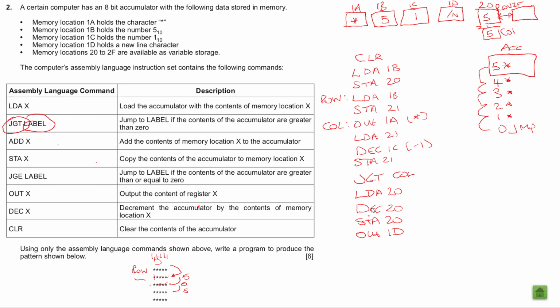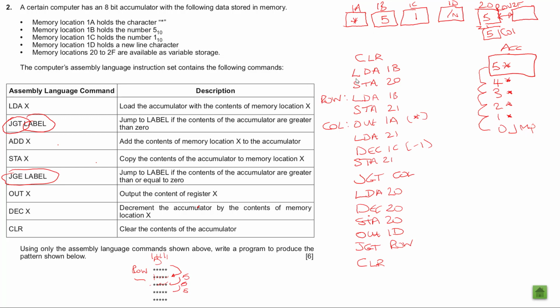Then once you've output your 5 stars, decrement your rows, output your new line, and then jump again. So once I've done that 1D, I will JGT, and this time I'm going to JGT the row. And then at the end, once I've finished, I might clear it as well. But just remember, this is how you use labels, and this is as complex as it's going to get. Why have they put JGE in there? Well, that might be a red herring just to fool you, but just bear that in mind going forward.